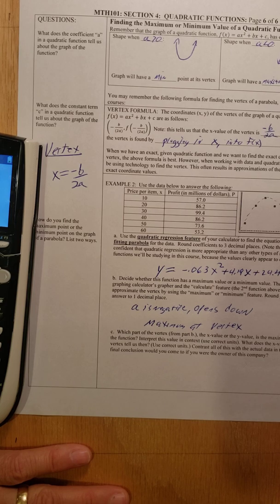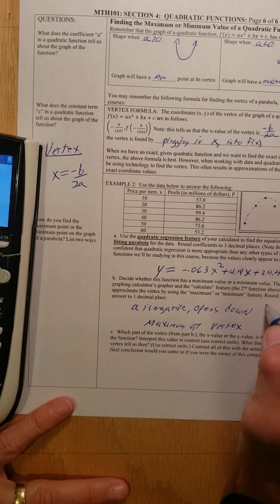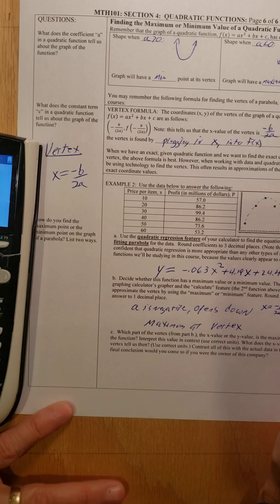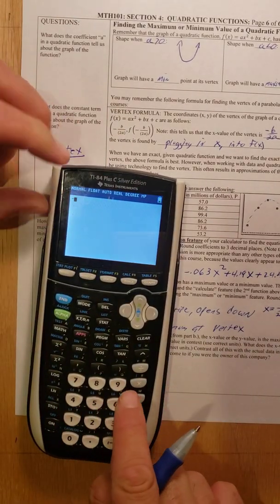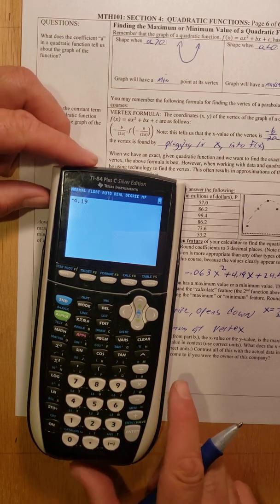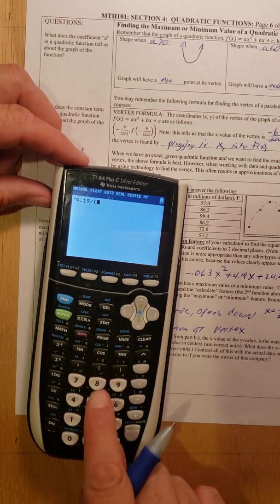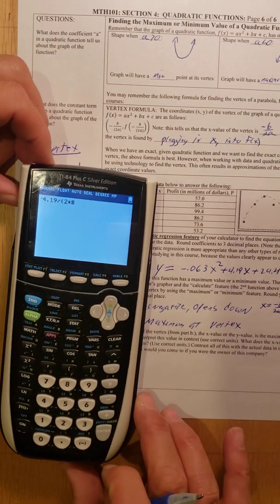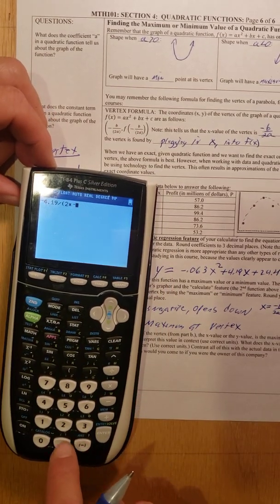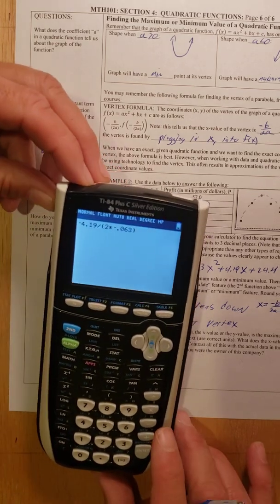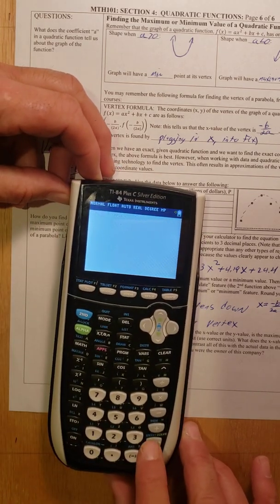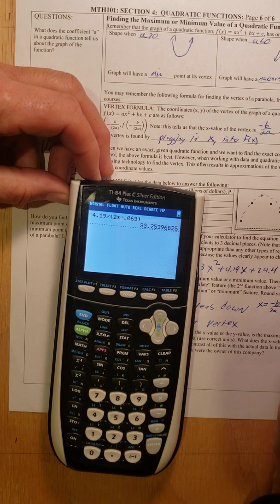All right. So how do I find the vertex? X equals the opposite of B over 2A. So what is the opposite of B? Negative 4.19 divided by, I'm going to put it in parentheses, 2 times A, which is negative 0.063. So hopefully you can see that. It's not too much of a glare. So I'm getting X is 33.25.